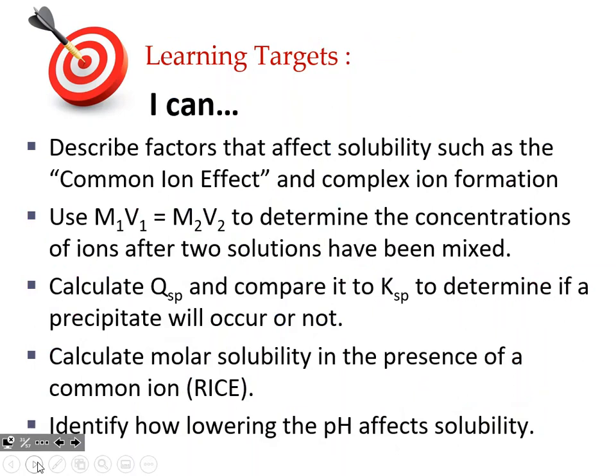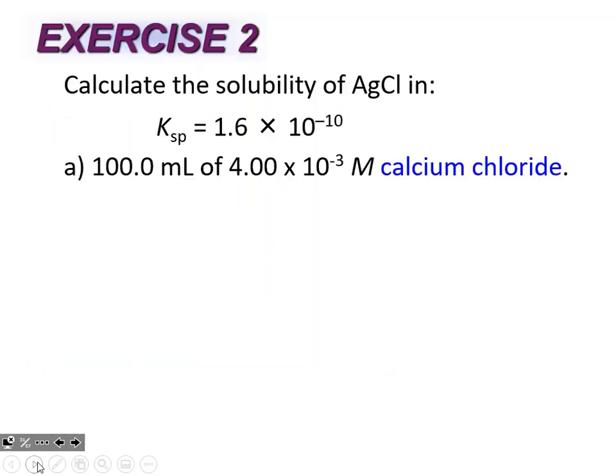Now we're going to move on to working some common ion effect problems. And we're going to look at later on how to do the comparing Qsp and Ksp problems. And we're going to look at things that affect solubility, such as pH and complex ion formation. We already know what the common ion effect does. It decreases solubility. And I think that's pretty much what we're going to do here on this side of the notes.